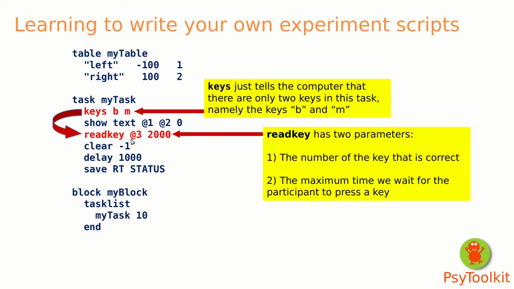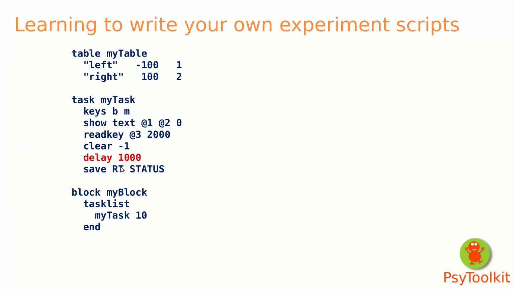You tell read key what the correct key for this trial is. In this case, that is specified by the table. So if the computer has chosen to do, say, the second row for this trial, then the correct key would be 2, the second key in the keys line, and it would wait maximally 2000 milliseconds. If the person doesn't respond within 2 seconds or 2000 milliseconds, that would be considered a timeout. You can also have something like a delay. A delay just does nothing, in this case for 1000 milliseconds or 1 second.